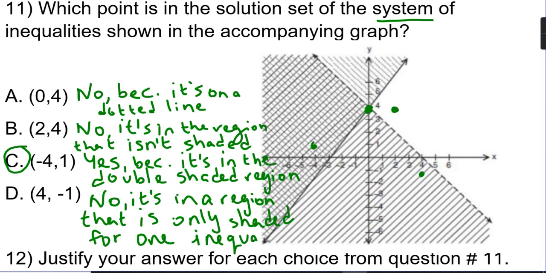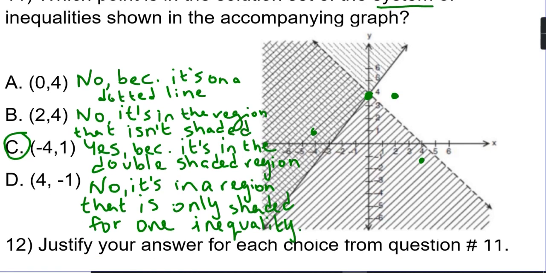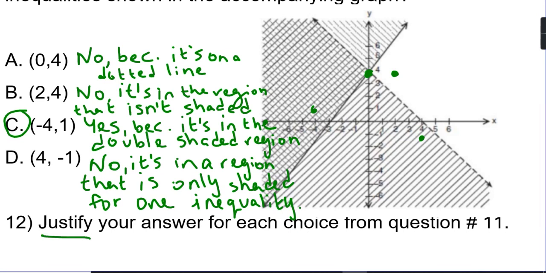Okay, and with this, we answered question 11 and question 12, because 12 says justify your answer for each choice, and that's what I wrote. All the words I wrote were justifying each of our answers. So if you need to go back and watch that again, you can, and this should give you clarity on what we mean when we're looking for a solution to a system of inequalities.